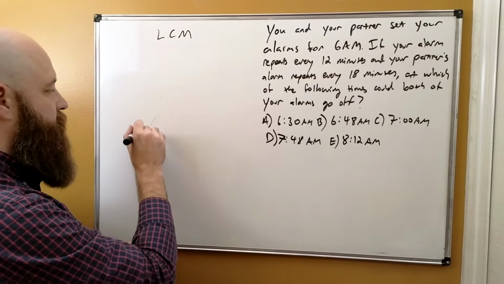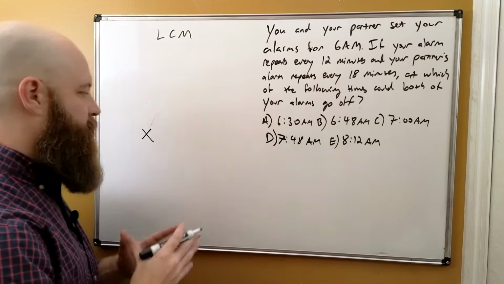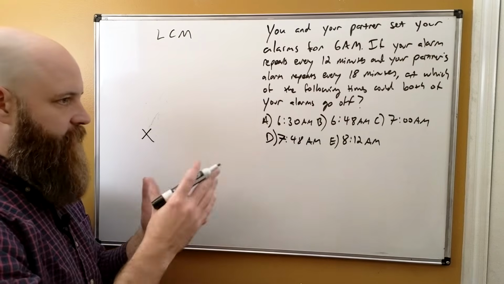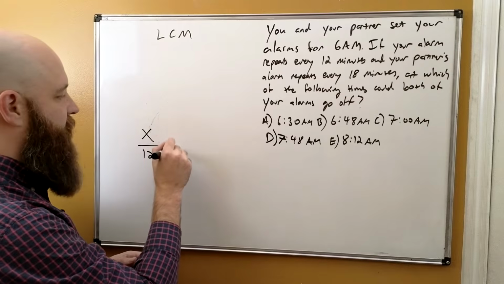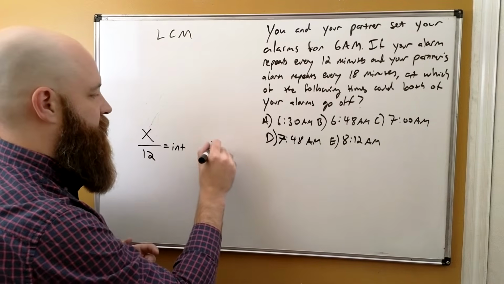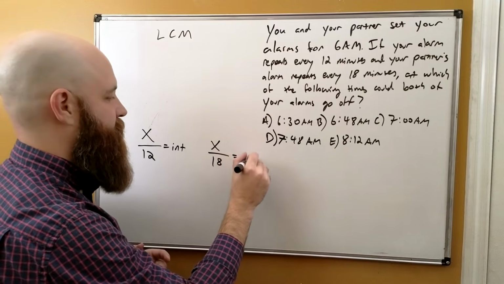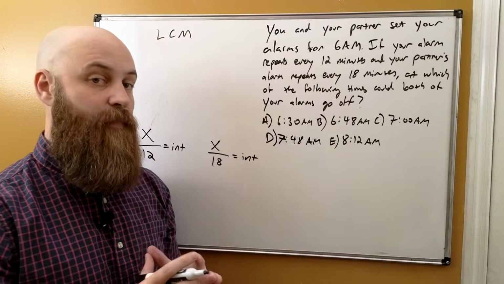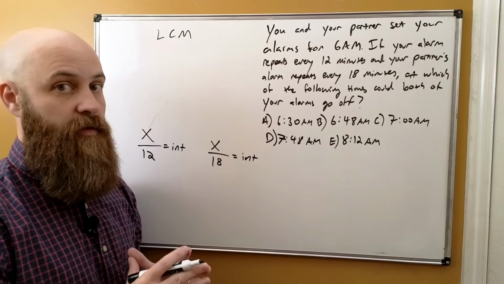So let me imagine a number x that's a multiple of 12. And how could I represent that with an expression? Well, if x is a multiple of 12, I guess that means that 12 is a factor of x. So I could write it as x divided by 12 has to give an integer. And I could say the same thing for 18. If x is a multiple of 18, then 18 is a factor of x, and x over 18 is going to have to give an integer. Okay, so the question now is, what's the least value of x that would satisfy both of those statements?